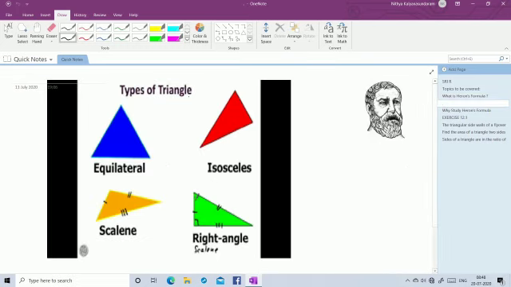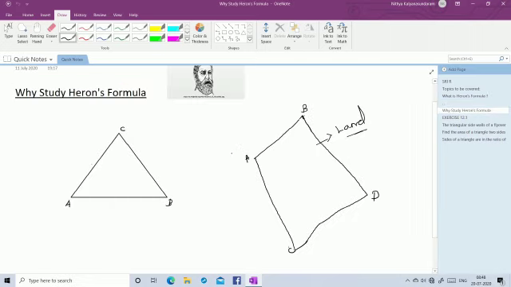We know how to find the area of an equilateral triangle, isosceles triangle and right angle triangle. But for any triangle, for example something like this, how to find the area of this triangle? Heron's formula is applicable for any type of triangle. That is the speciality of the formula. You can find the area of any type of triangle by using Heron's formula if you know the sides of the triangle. Why study Heron's formula?